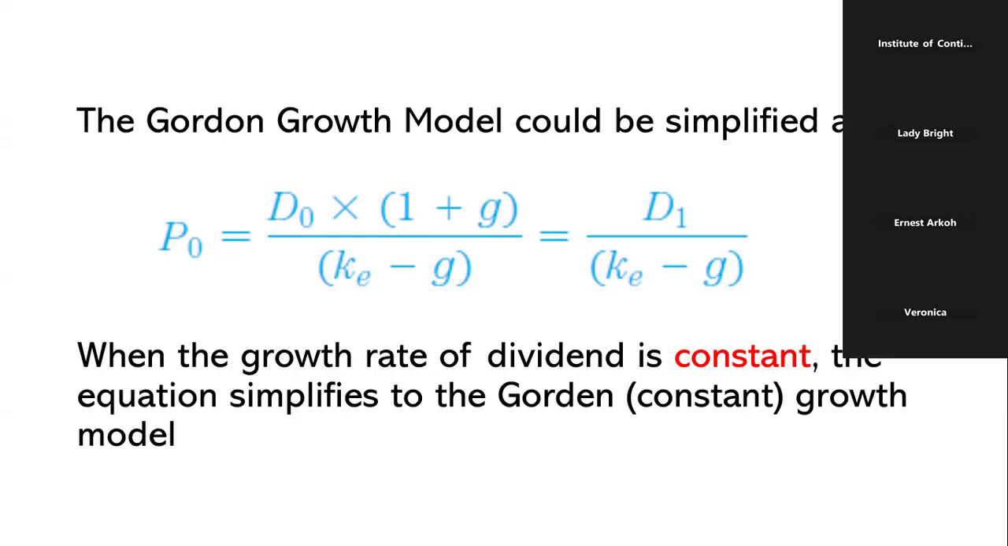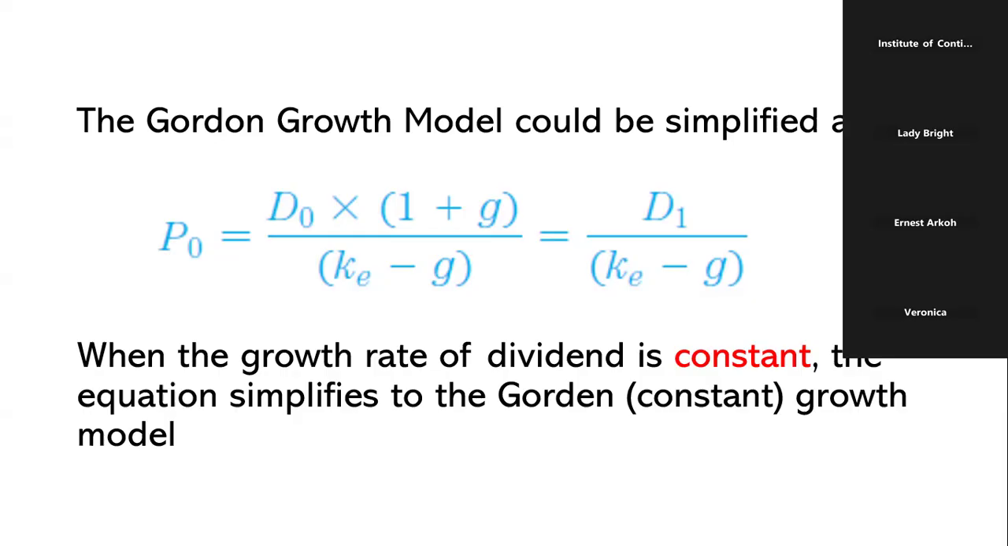Now, there are assumptions to this. The assumption says that dividends are assumed to continue growing at a constant rate. You see, we want that constant coming in there. And then the growth is assumed to be less than the required return on equity, KE. The growth will always be less than KE. But constantly, there is a certain growth.